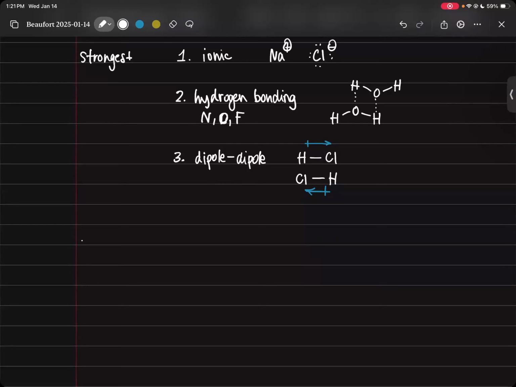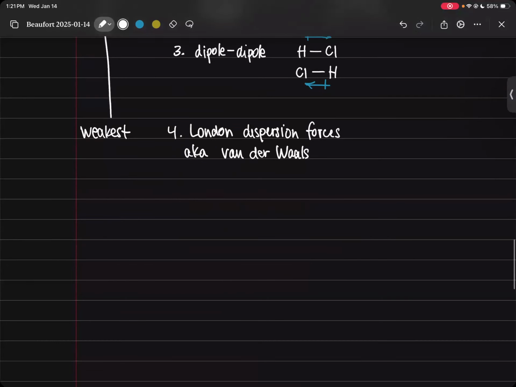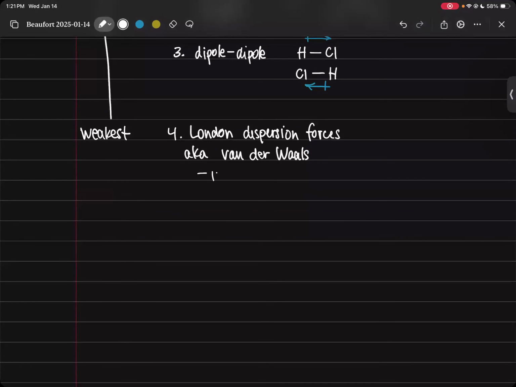And now finally, we're at the weakest intermolecular force, and that is London dispersion forces, probably better known because it's more fun to say as van der Waals forces. So this is just a catch-all category.